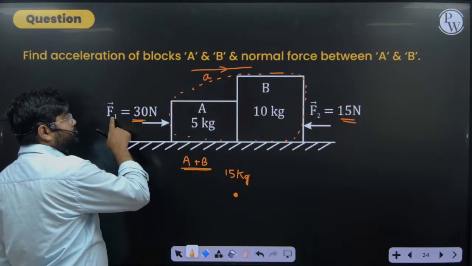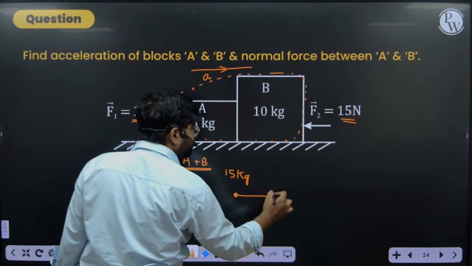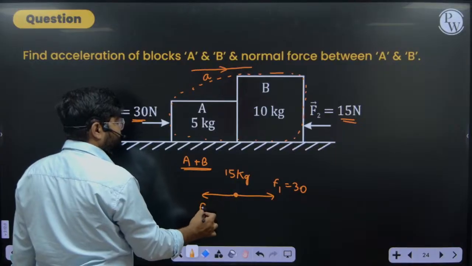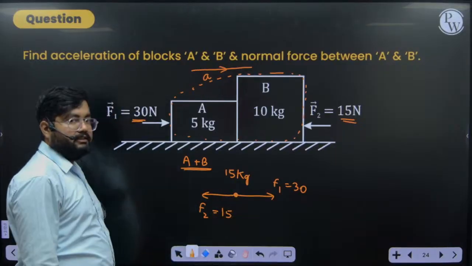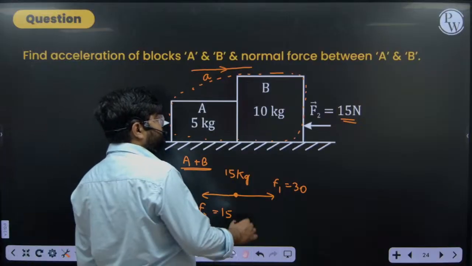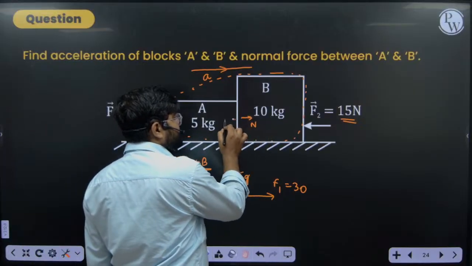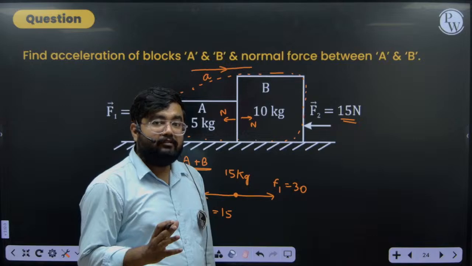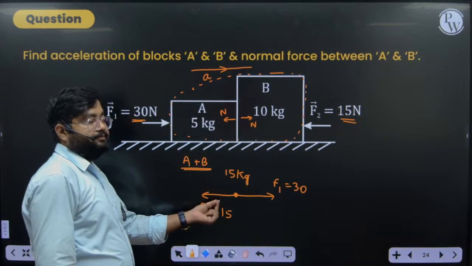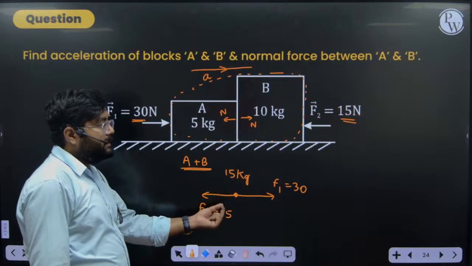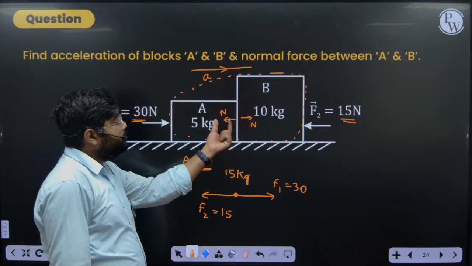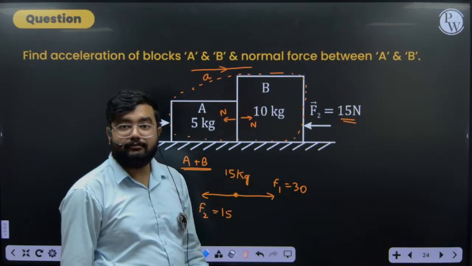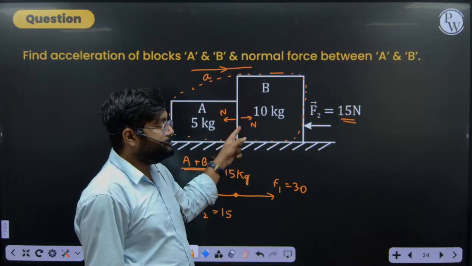What are the forces acting on it? F1 is acting towards the right. How much is this? 30. F2 is acting towards the left. How much is this? 15. Now, what about the internal normal reaction? When we draw combined FBDs of two or more bodies, we do not draw internal forces. Internal forces need not be represented here. So no need to consider this.